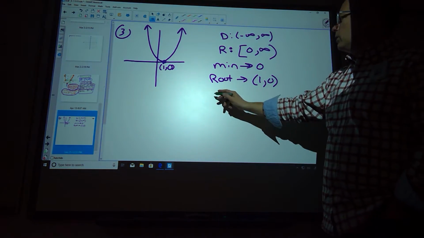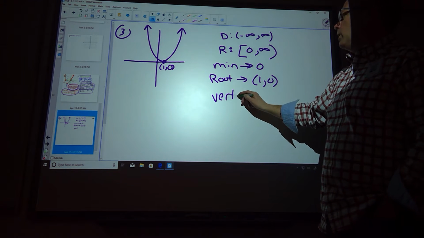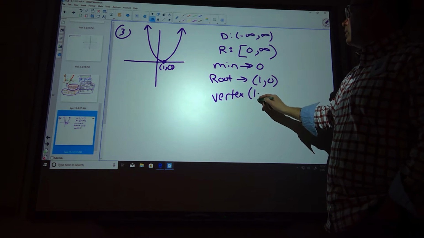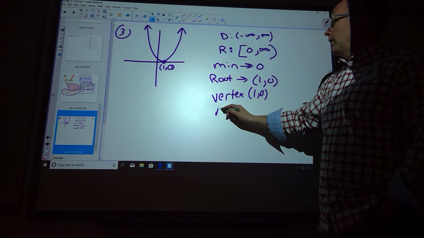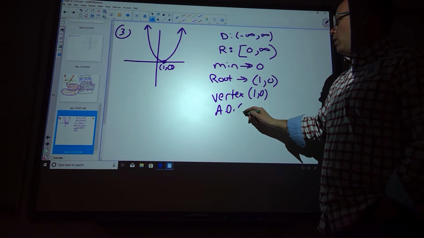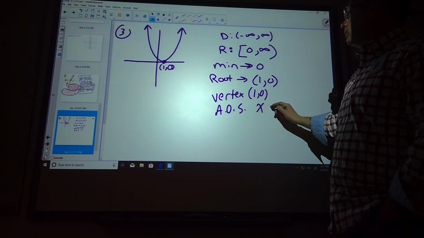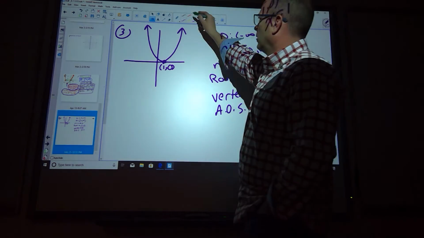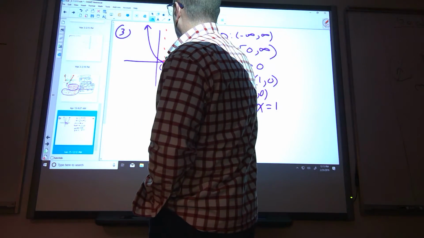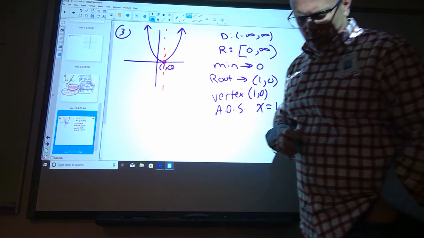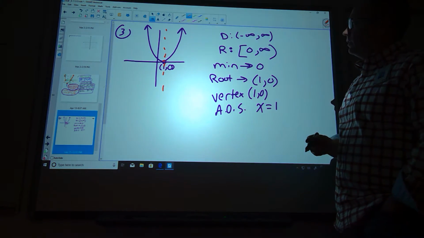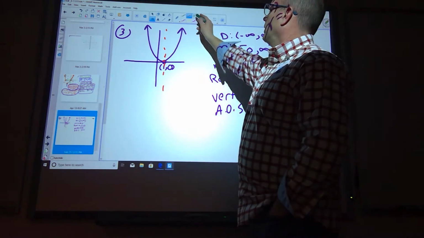So we have the roots, and we have the vertex. The vertex is 1, 0. Our axis of symmetry, which we'll call AOS, is x equals 1. So it's this vertical line right here. Our interval where it's increasing.